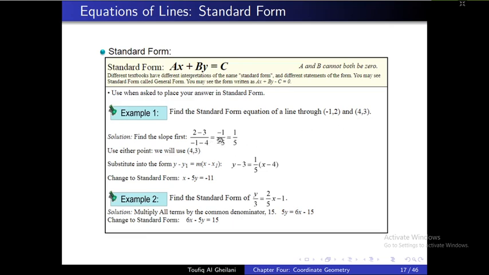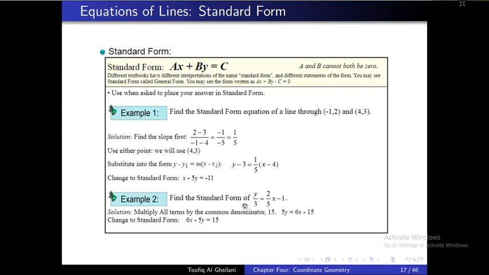So that will give us minus 1 over minus 5, which is 1 over 5. Then we use either point. We will use the point 4 and 3. Substitute it in the form y minus y1 equal m times x minus x1. So y minus 3 equal the slope m, 1 over 5, times x minus x1, which is 4. Change to the standard form: x minus 5y equal minus 11.